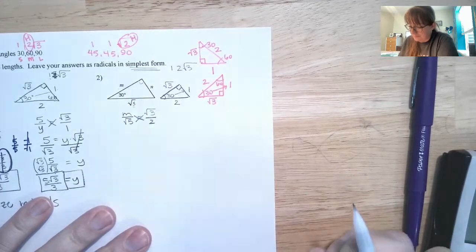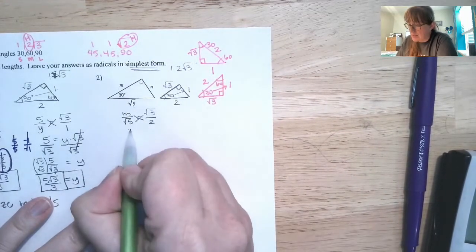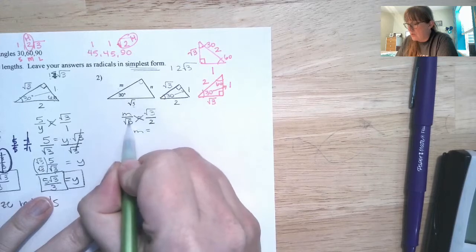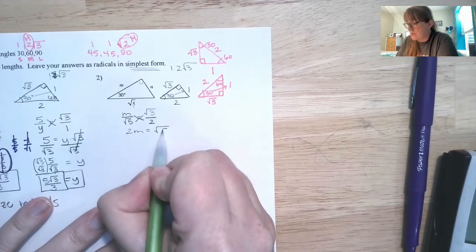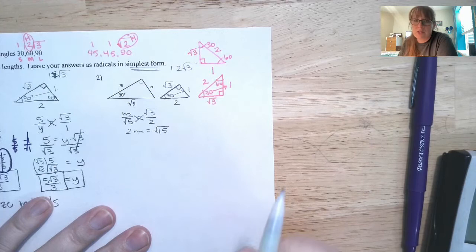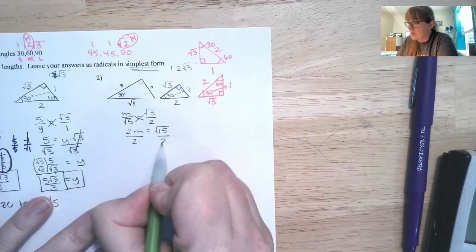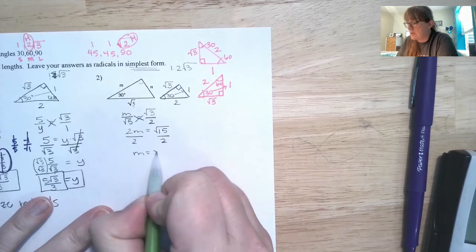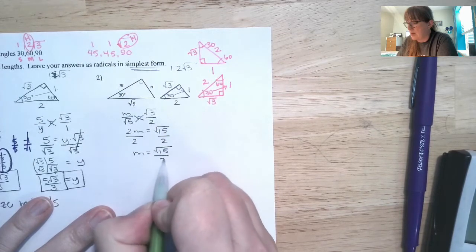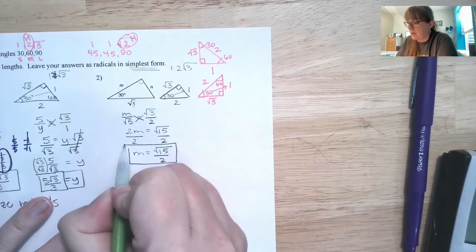Cross multiply. M times 2 is 2m. Root 5 times root 3 is root 15. Remember, if they're both radicals, you can just multiply the numbers inside. We need to get m by itself, so we're going to divide both by 2. And that's fine. You can have a regular number in the denominator, no problem. You just can't have a radical in the denominator.